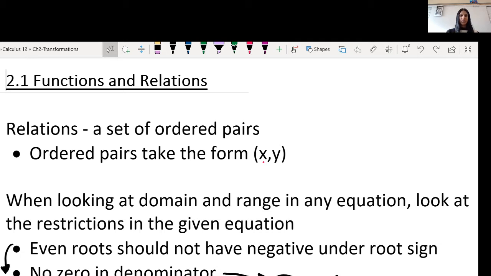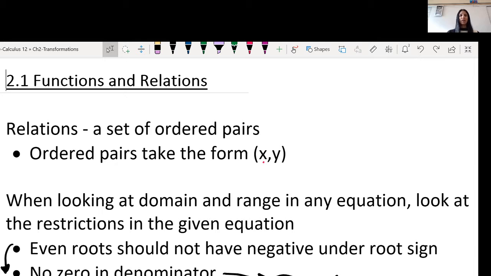So we're going to start off with 2.1, functions and relations. A lot of this might feel like review to you, which is a nice way to start things off. And so we'll just go through what is a fairly brief first lesson, and then we'll see how that works out. So, functions and relations.